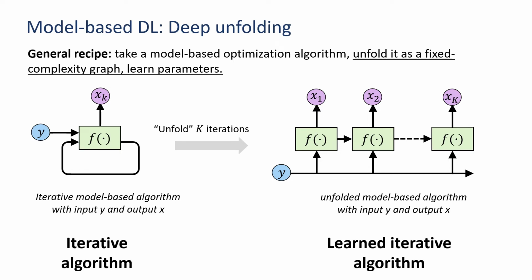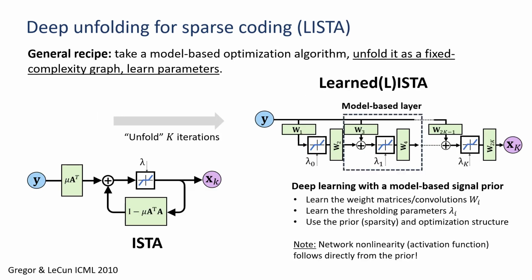And this all comes from the work initiated a while back by Gregor and LeCun in their ICML paper, and that started actually with sparse recovery, so sparse coding. Let's have a look at what this means, particularly for sparse coding. So deep unfolding for sparse coding, at that time also called LISTA, learned ISTA, basically took the original ISTA algorithm and unfolded it as a feed-forward neural network. And you see that on the right.